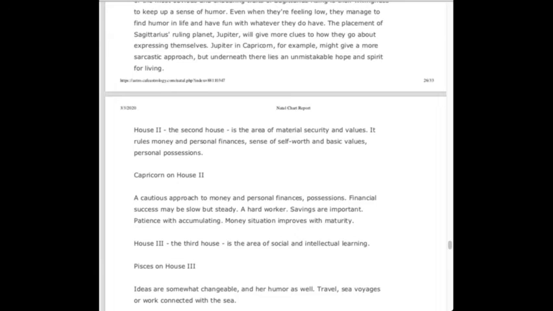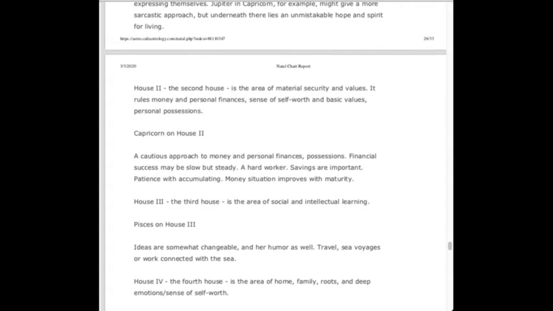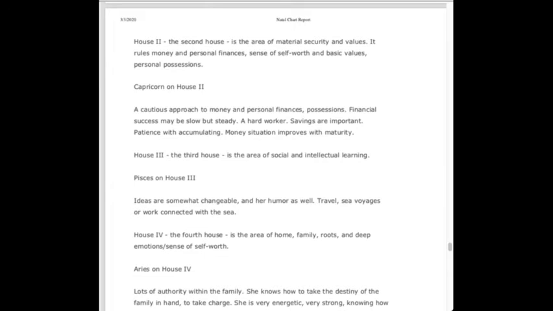House 3, the area of social and intellectual learning. Pisces is in house 3. Ideas are somewhat changeable, and her humor as well. Travel, sea voyages, or work connected with the sea. Okay, which I do like, traveling by the ocean, in my ship. So yeah, house 4, the fourth house, is the area of home, family, roots, and deep emotional self-worth.